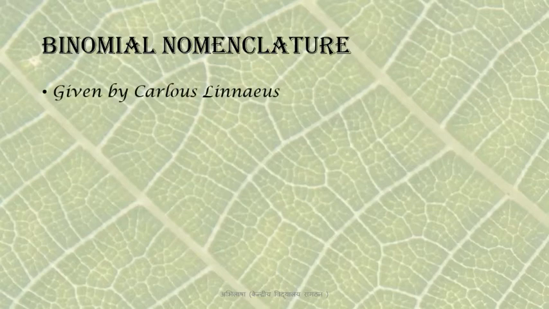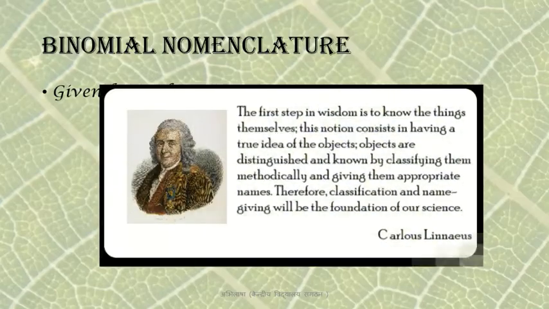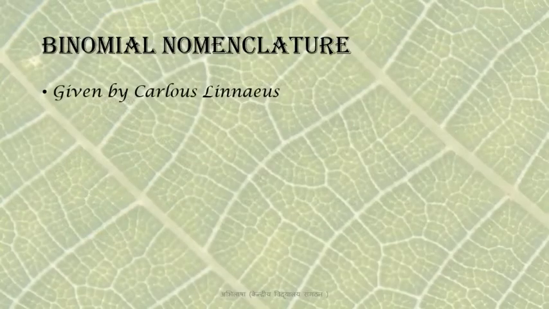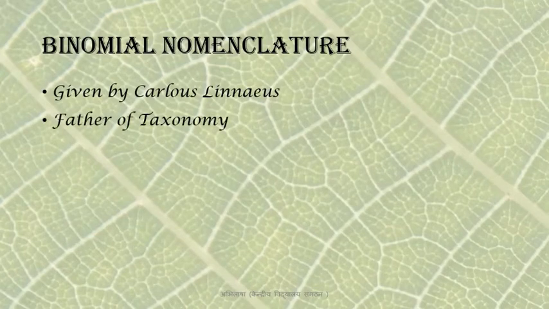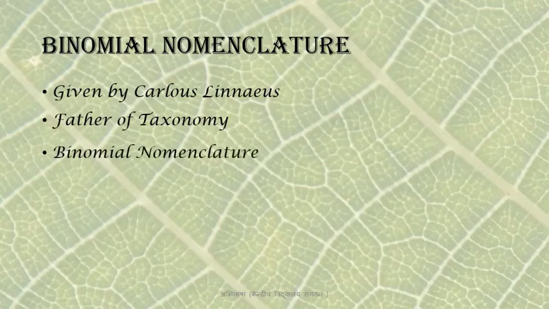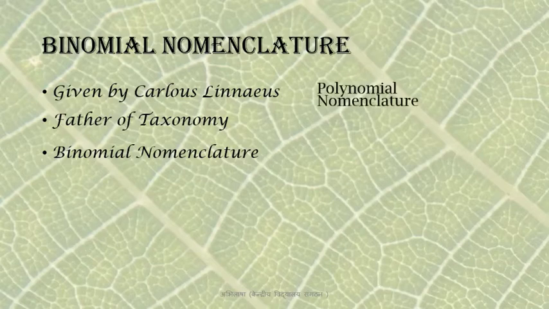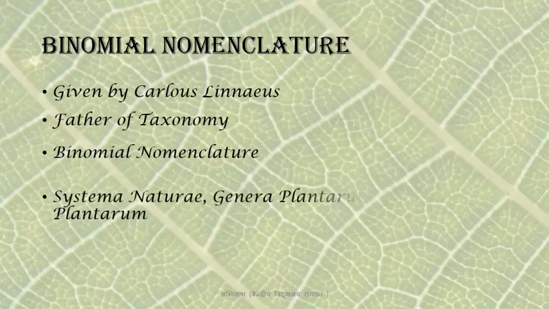Now, before we go ahead with the nomenclature, a small ode to this great personality of science. He gave the first formal system of classification and therefore is known as father of taxonomy. He started with binomial nomenclature, or giving a set of two names to organisms. Before Linnaeus, polynomial nomenclature was used, which was names made of 7 to 8 words. You can imagine how complicated these names would be. Linnaeus also gave the term taxa or taxon, which we'll discuss later. Three of his most prominent books are Systema Naturae, Genera Plantarum and Species Plantarum.